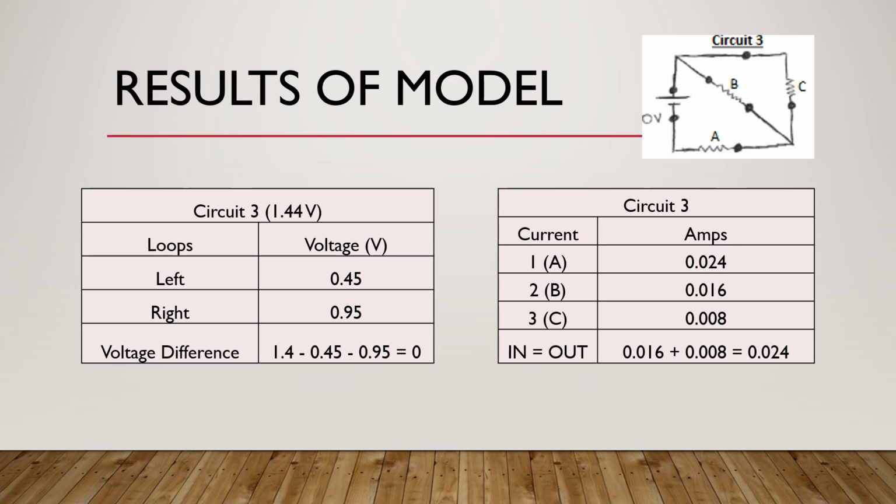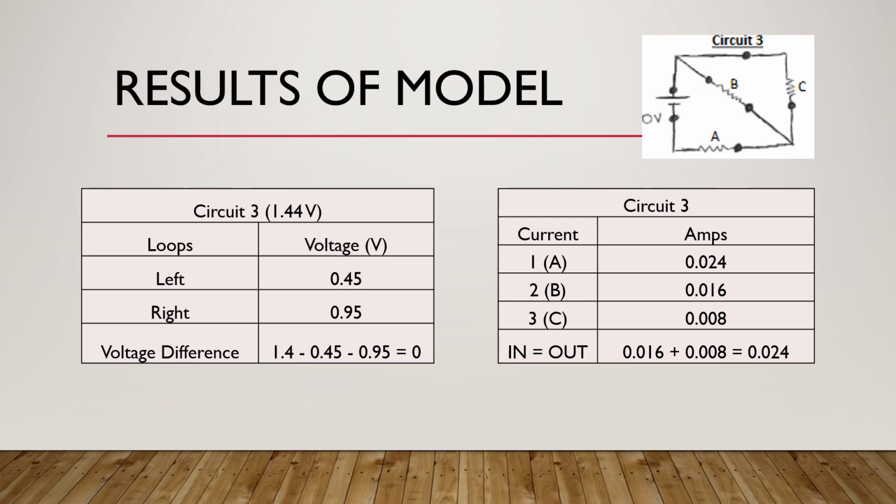And finally, here in circuit 3, we used both the loop and the junction rule. On the left was the work we did for the loop rule, where it's the voltages going through the left loop in circuit 3 and the right loop in circuit 3, and put those together with the 1.44 volts from the battery, and it gives us 0, roughly.